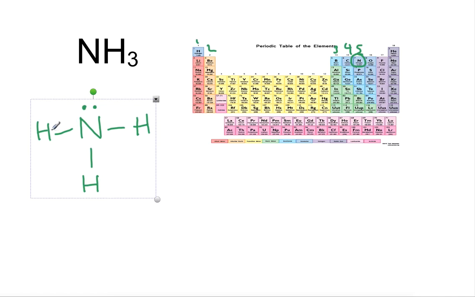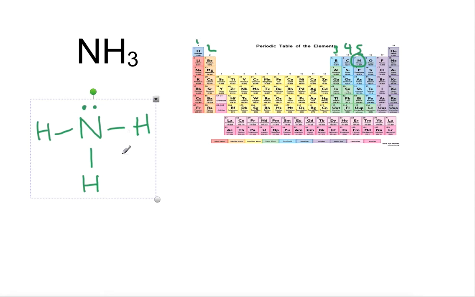It shows us how the hydrogens are linked to the nitrogen, which is the central atom. It shows us our bonding electrons, and also our non-bonding electrons. But what it doesn't show you is this molecule's actual three-dimensional shape. It's like I've taken this molecule and squished it flat into the plane of this paper.